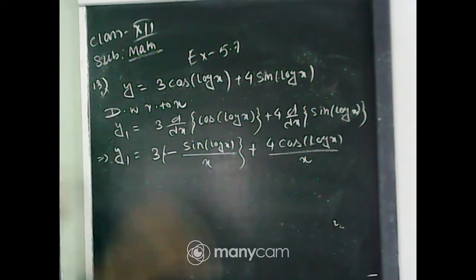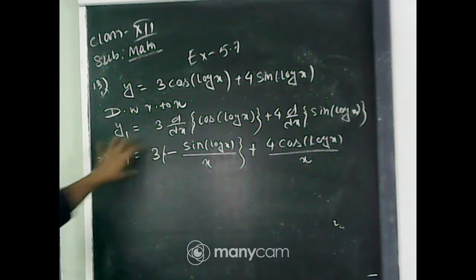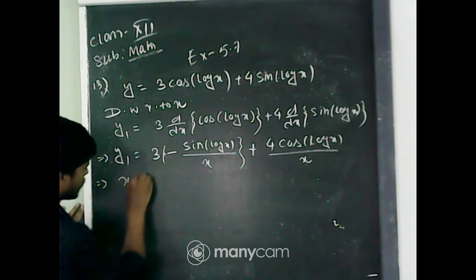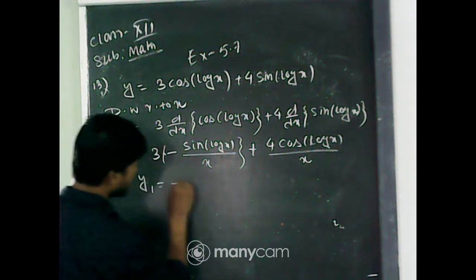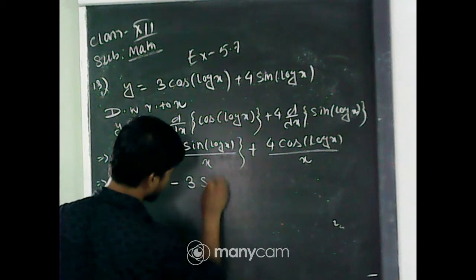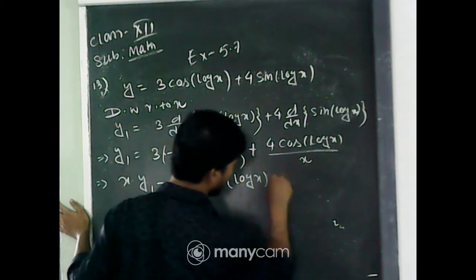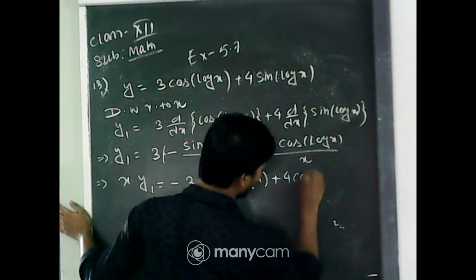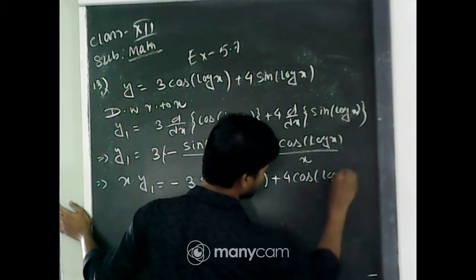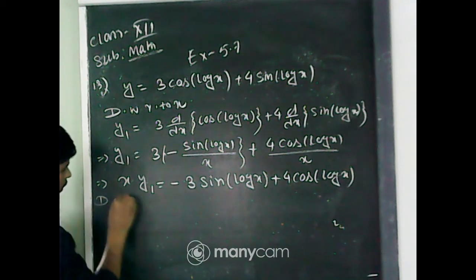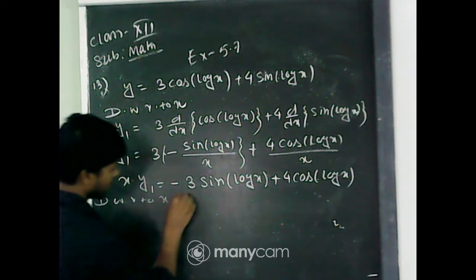Now do one thing, multiply both sides by x. Multiply the left hand side by x and the right hand side is also by x. So that means we have x into y1 is equal to minus 3 sine of log x plus 4 cos of log x. Now differentiate it with respect to x again.